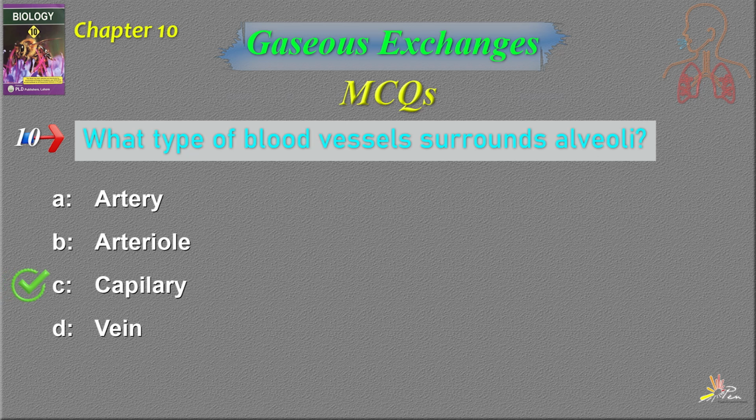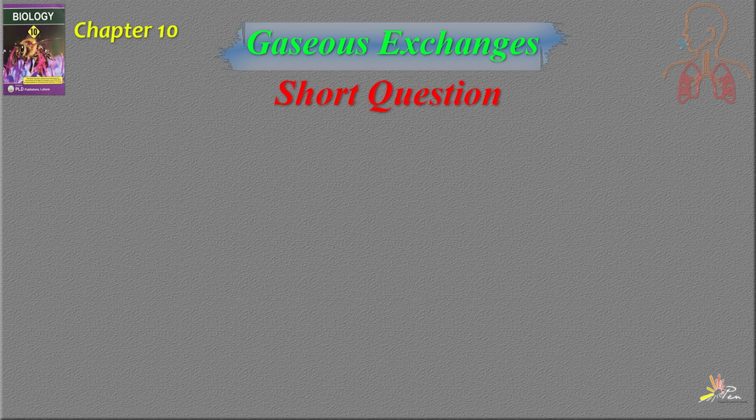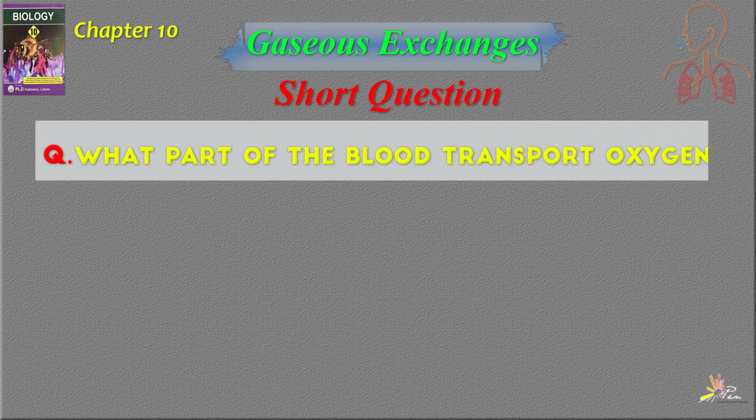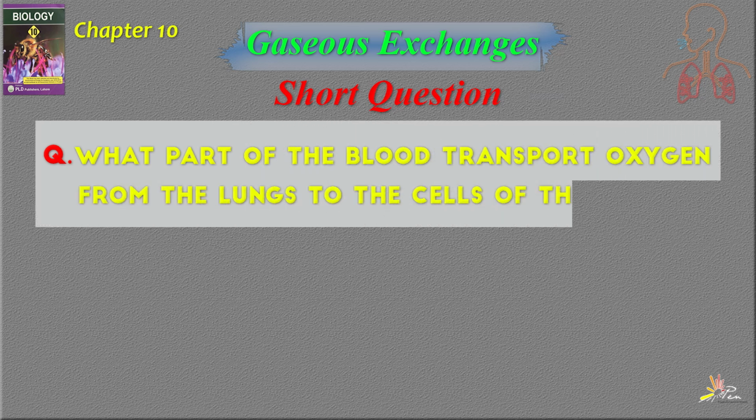So students, these are the MCQs of the first chapter, that is gaseous exchange. You need to understand the reason behind these MCQs. The most important question from gaseous exchange, that is a short question, is: what part of the blood transports oxygen from the lungs to the cells of the body?